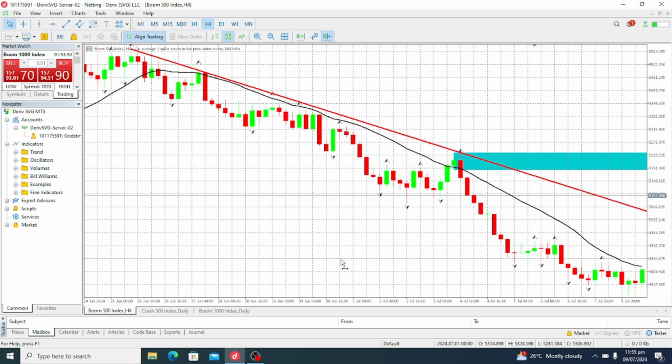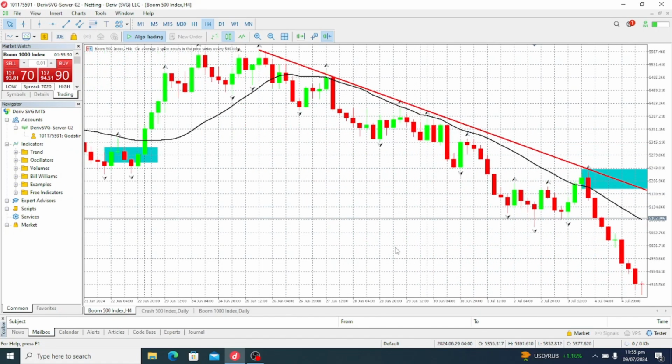What you do is wait for the moving average to cut across the candle. We have an example here. Are you seeing this? You wait for the price to cross and close below the moving average. Then you can take your trade from the next candle.